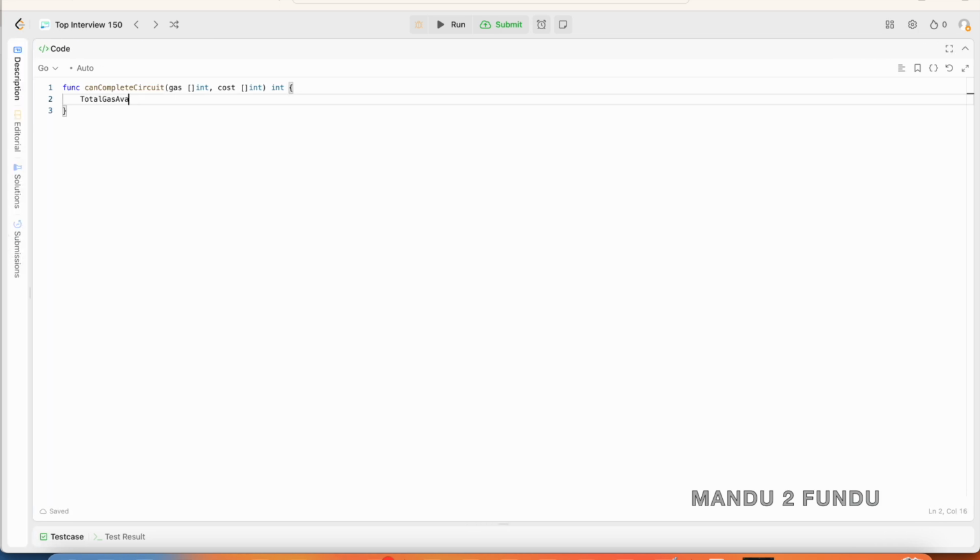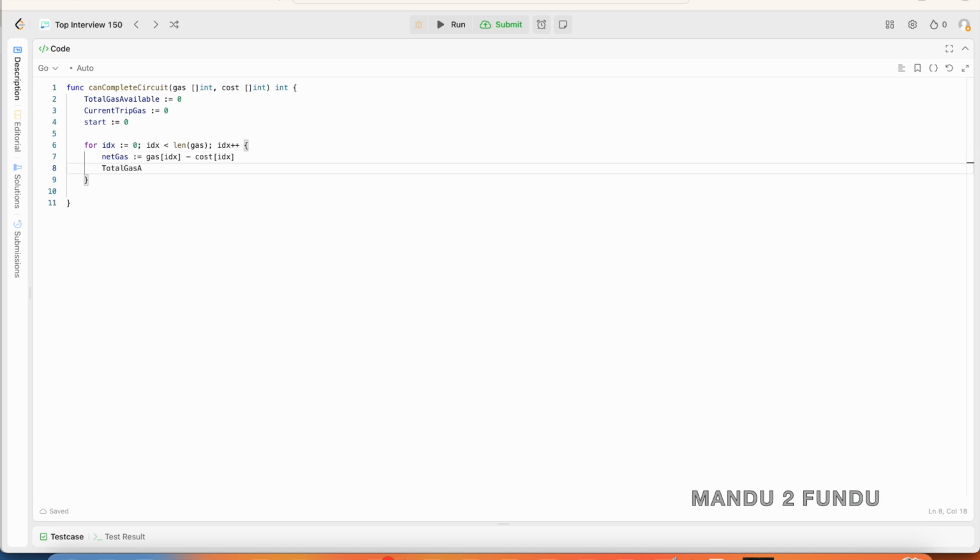First I initialize the total gas available, the current trip gas and the start station to 0. Then I write the for loop which iterates over the gas array. In each iteration I compute the net gas by subtracting the entry pointed by the IDX in the cost array from the entry pointed by the IDX in the gas array. Then I add the net gas to the total gas available as well as the current trip gas variables.